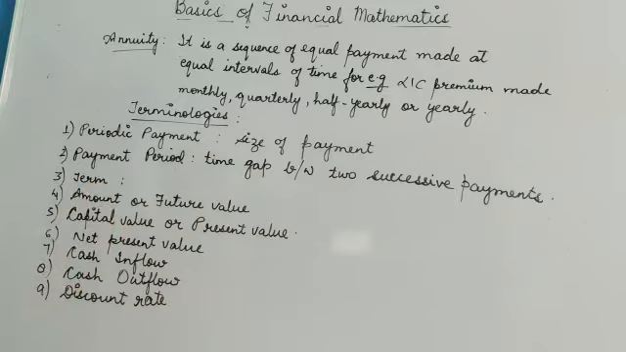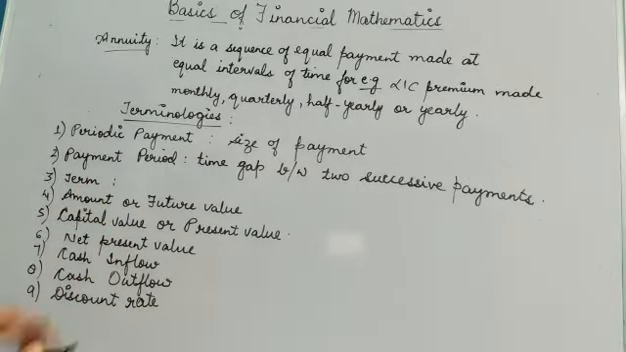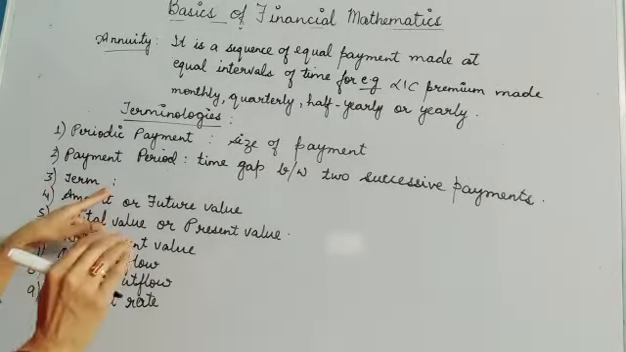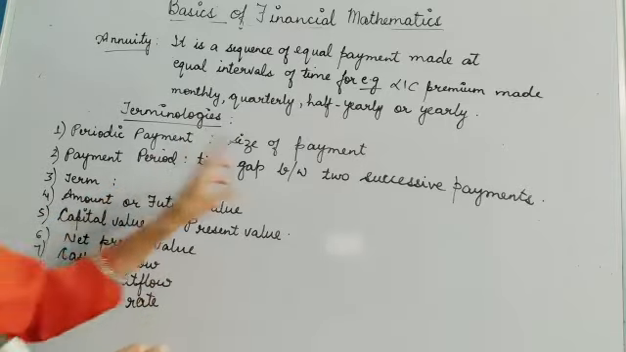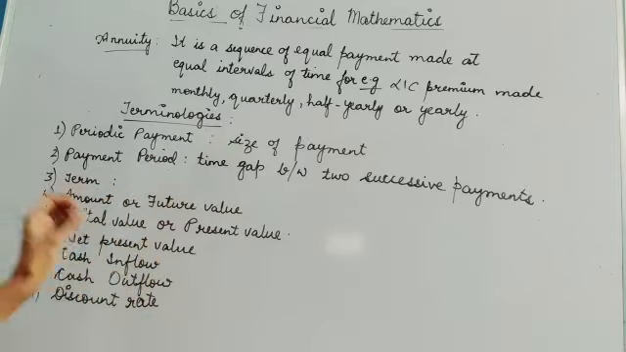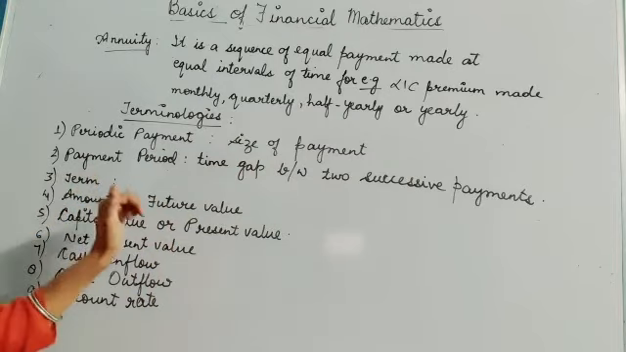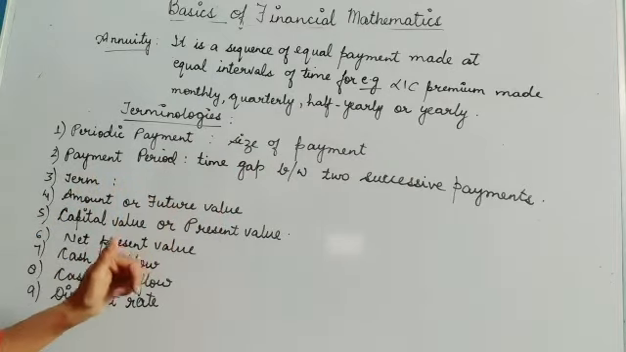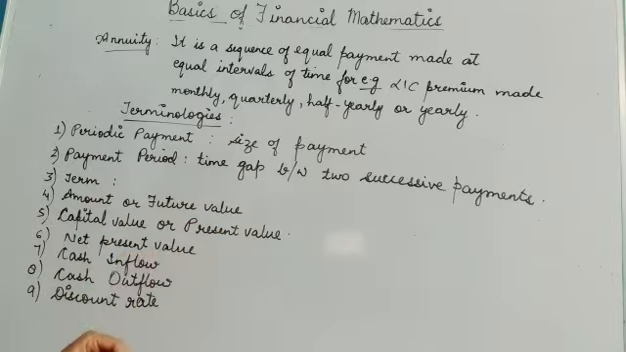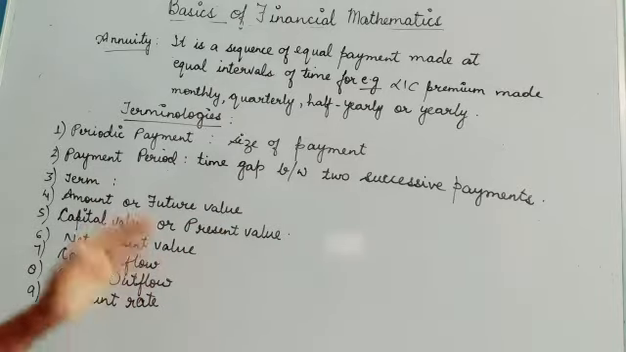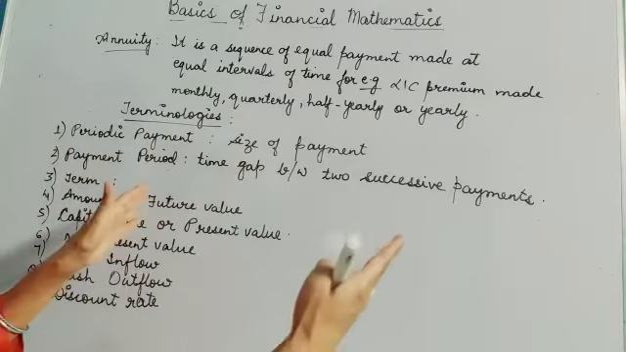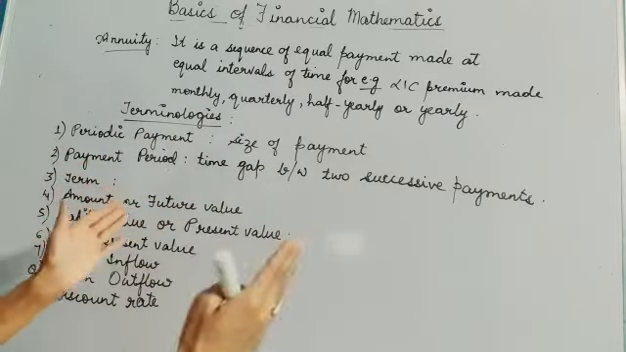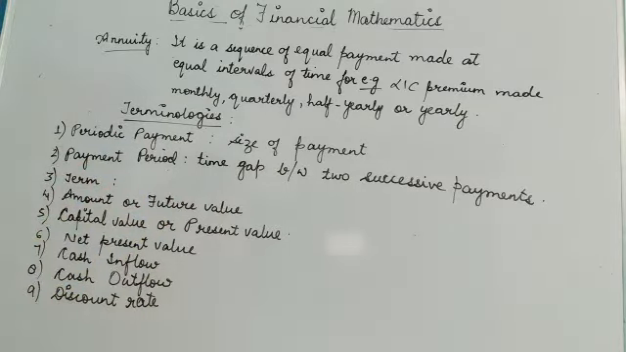Now what is this term? Term is the period counted from the very beginning of the first payment to the end of the last payment. You can take an example like an LIC premium paid from, let's suppose, 2009 to 2020. So we are considering from the beginning to the end. That is known as the term of that LIC premium.